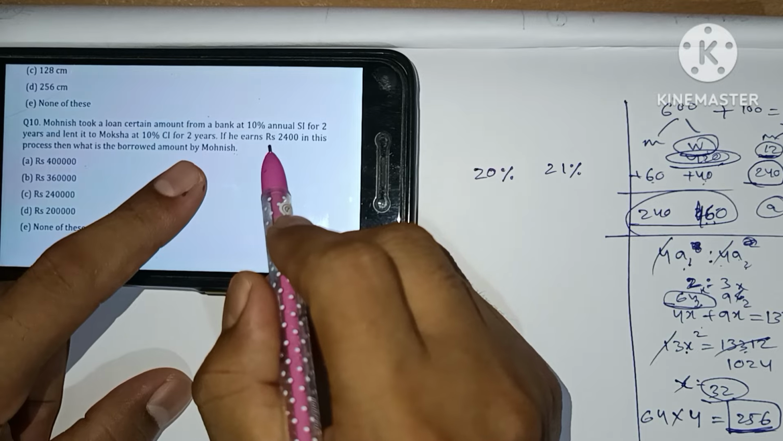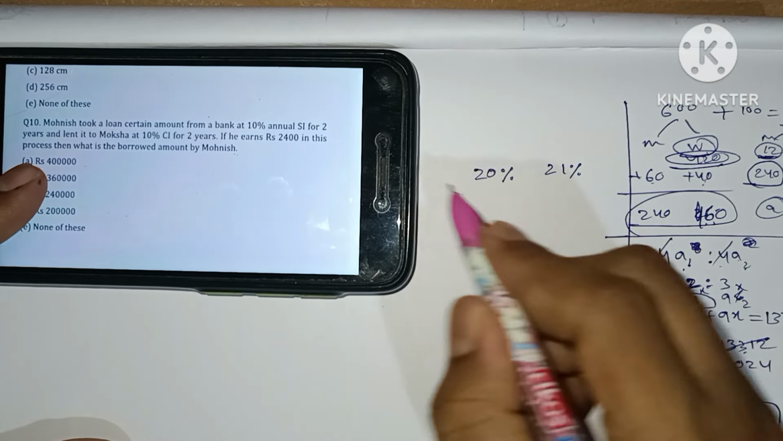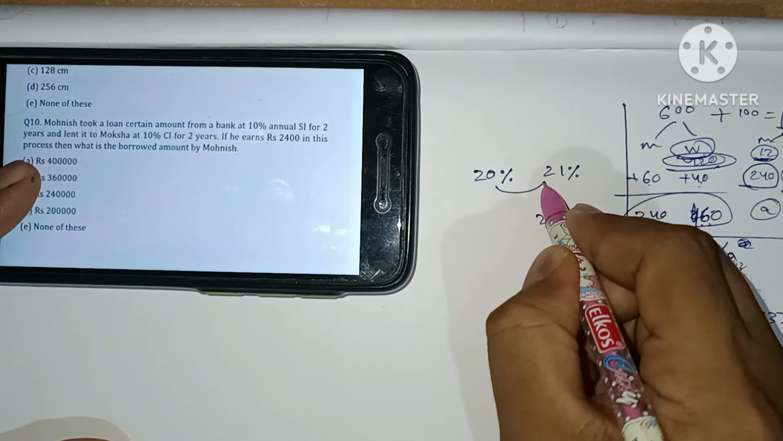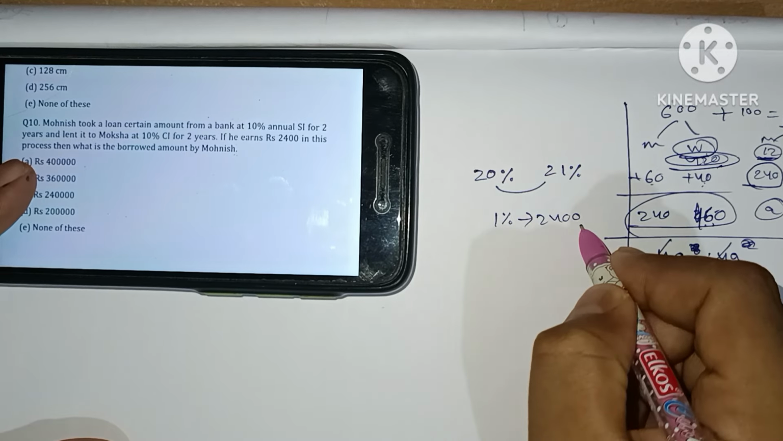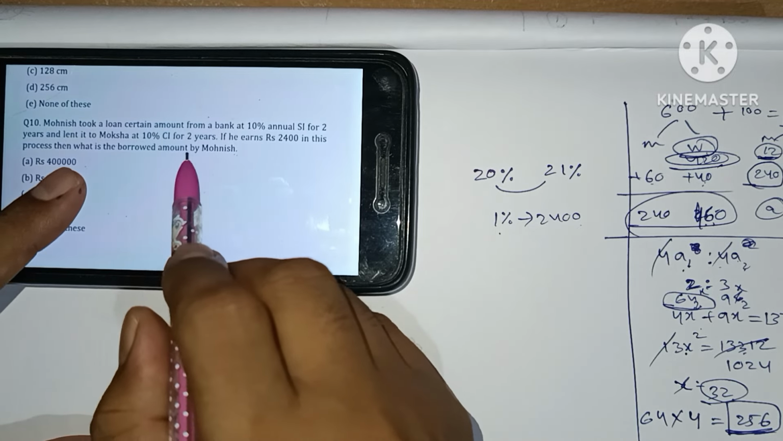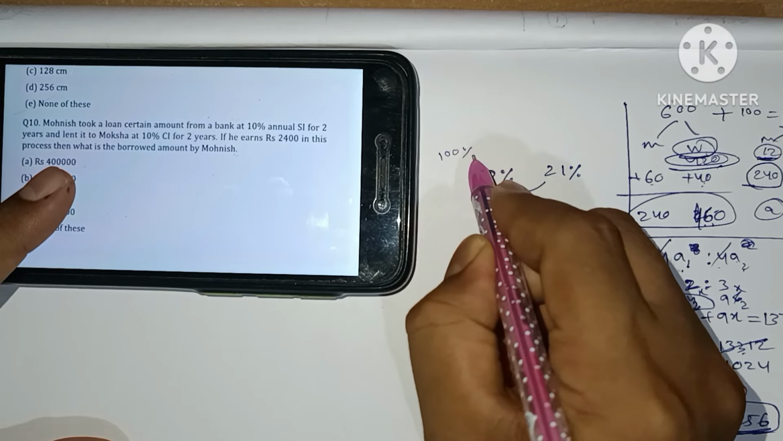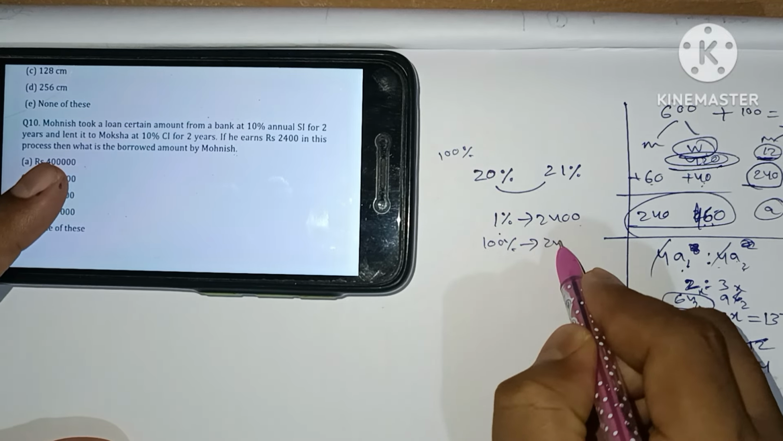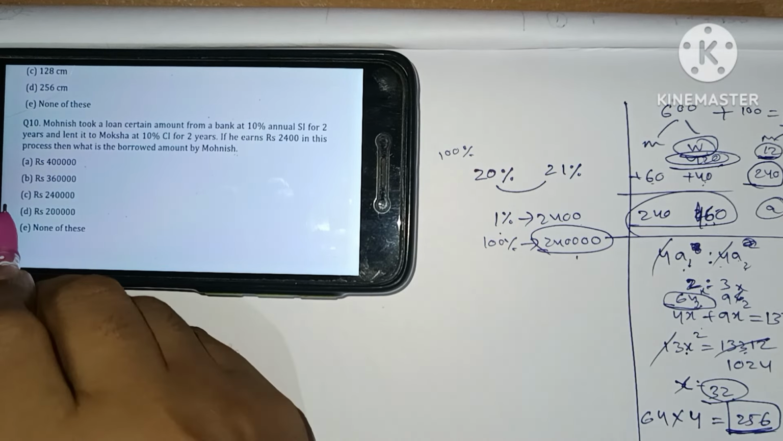If he earns 2400 in this process, so he made a profit of 2400. Here the difference between these two is nothing but 1%, and this 2400 is nothing but this 1%. Now the question asked is, what is the borrowed amount by Monish? Monish has borrowed 100%. So we need to find the value of 100%, which is 2400 with two extra zeros. So this is our answer. Option C is our answer.